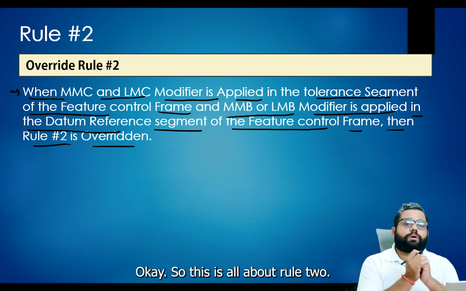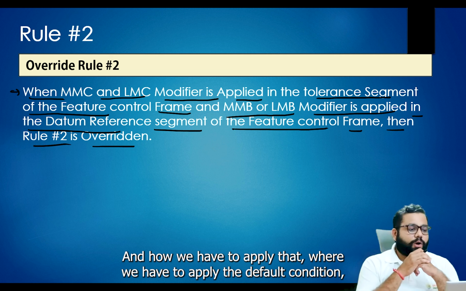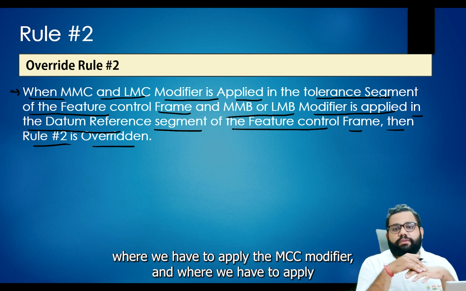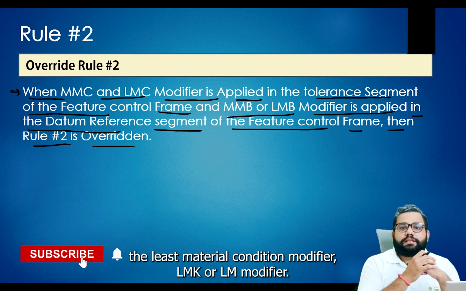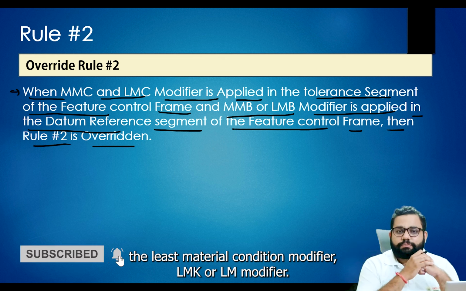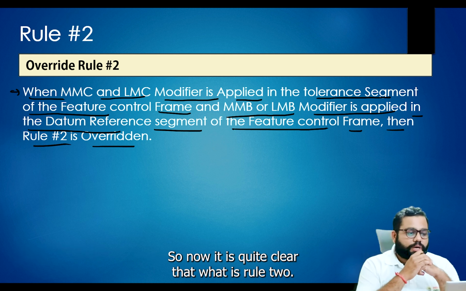Okay. So this is all about rule 2 and how we have to apply it: where we have to apply the default condition, where we have to apply the MMC modifier, and where we have to apply the least material condition modifier, LMC or LMB. So now it has become clear what rule 2 is.